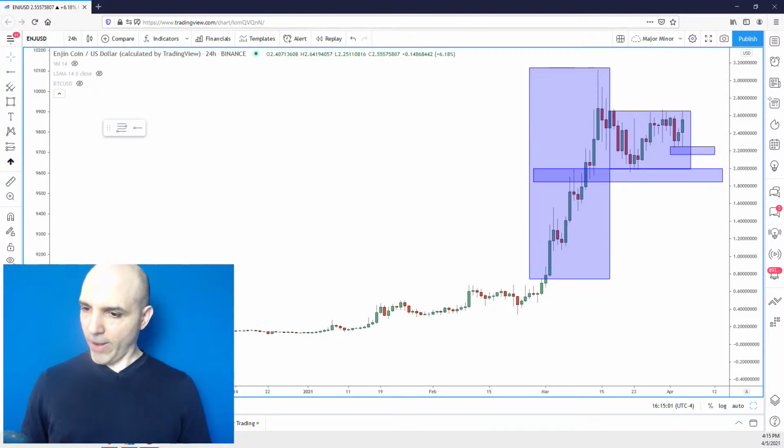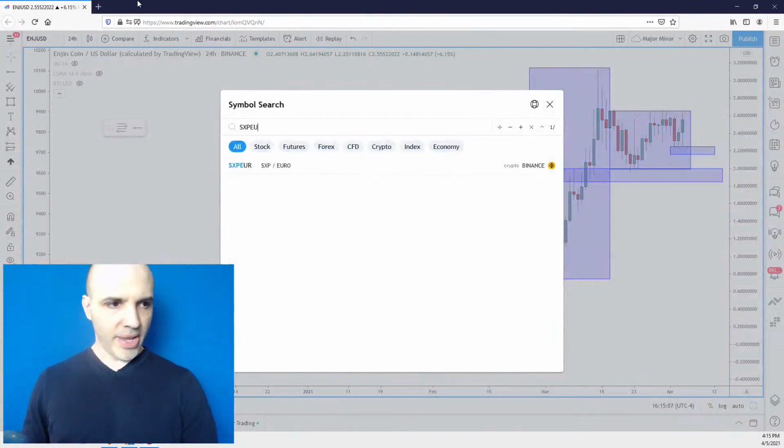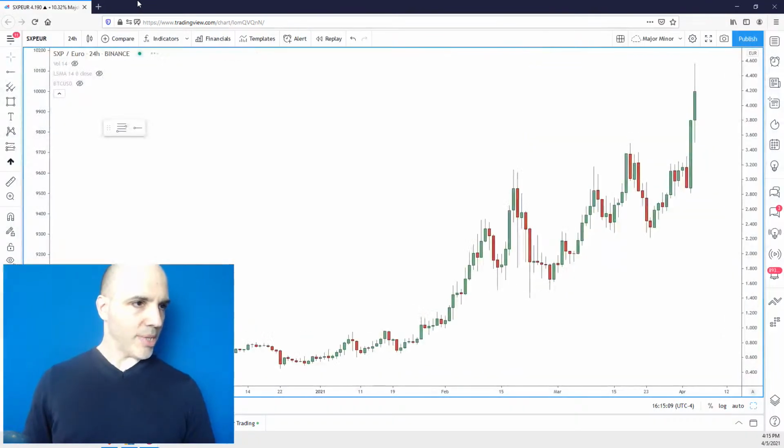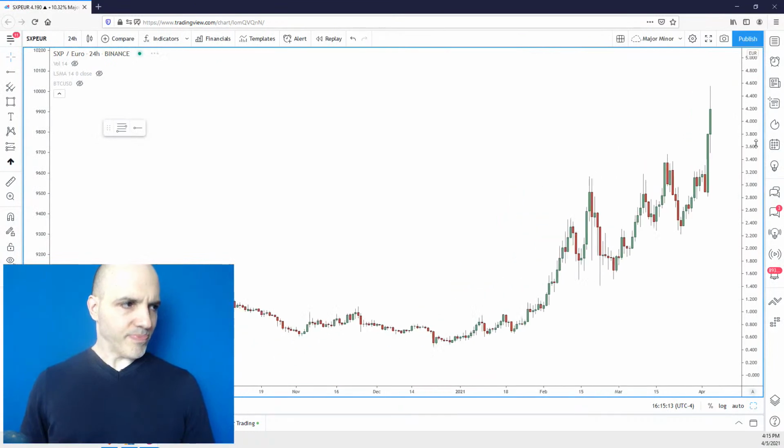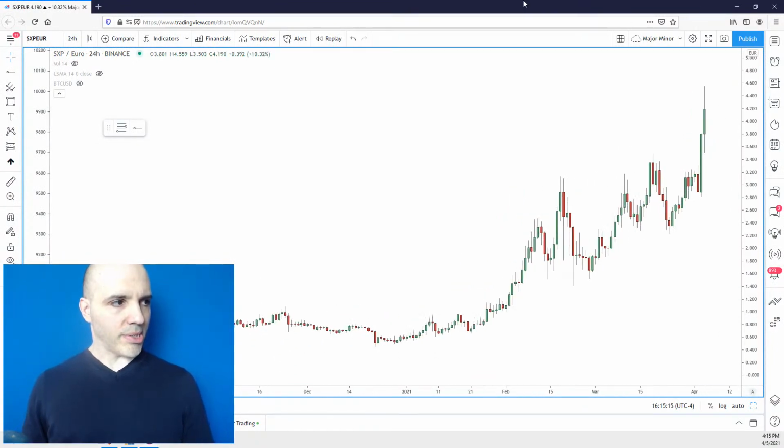Okay, cool. All right, SXP against the euro. All right, what is that? SXP against the euro. Is that a coin? Yeah, it's a coin. All right, it's on Binance. So now this is not against the dollar, it's against the euro. Nice squeeze, right? Nice push there.